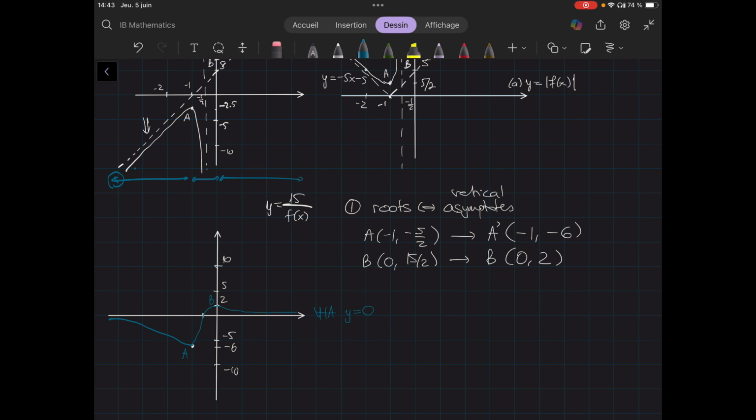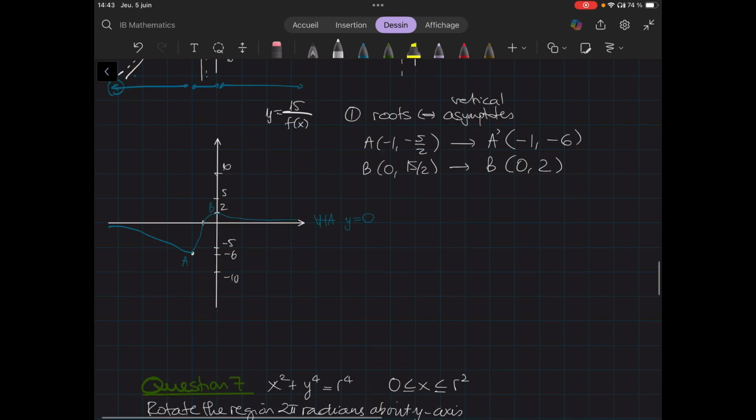This is a time sink, people. If you don't know what you're doing, do not spend hours on this, okay? It is fine, do what you can, but sketching these graphs properly can take 10 minutes easily, and you do not have such time to waste.